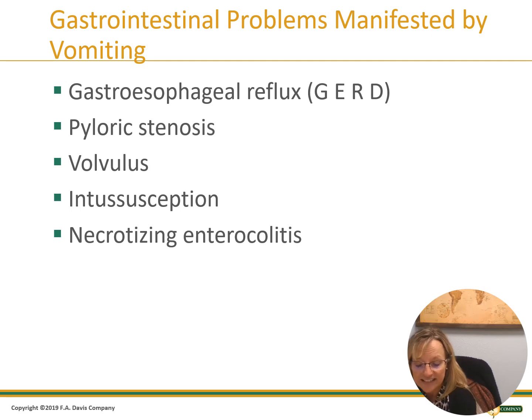This is when part of the intestine slides into the adjacent part of the intestine, so it kind of telescopes and blocks food or fluid from passing through. It can, again, cut off blood supply. And it's the most common cause of intestinal obstruction in kids younger than 3. It can be caused by Meckel's diverticulum, polyps, or enlargement of lymph tissue.